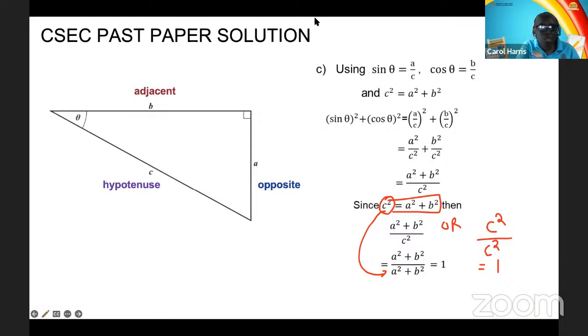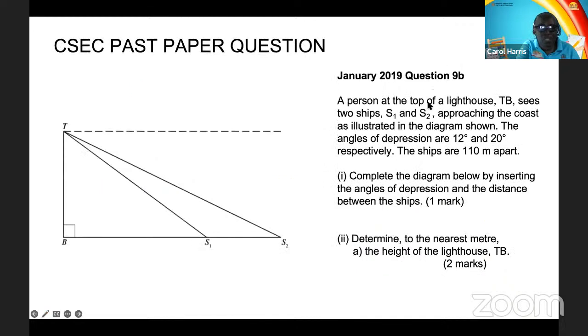Let's take one more. Which one came after this again? Was it elevation and depression? All right, let's look at this other one, also from January 2019. Wow, it's like Olivia and her lighthouse. A person at the top of a lighthouse, the lighthouse represented by TB, sees two ships, ship 1 represented by S1 and ship 2 represented by S2, approaching the coast as illustrated in the diagram shown.